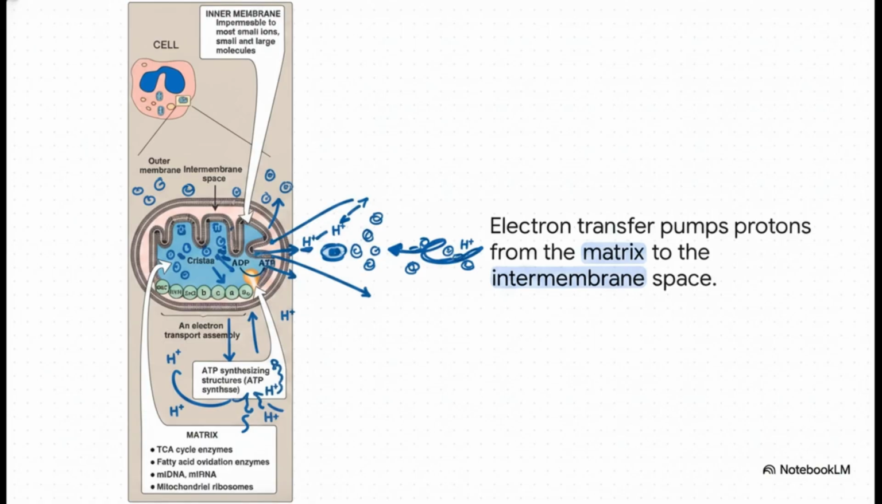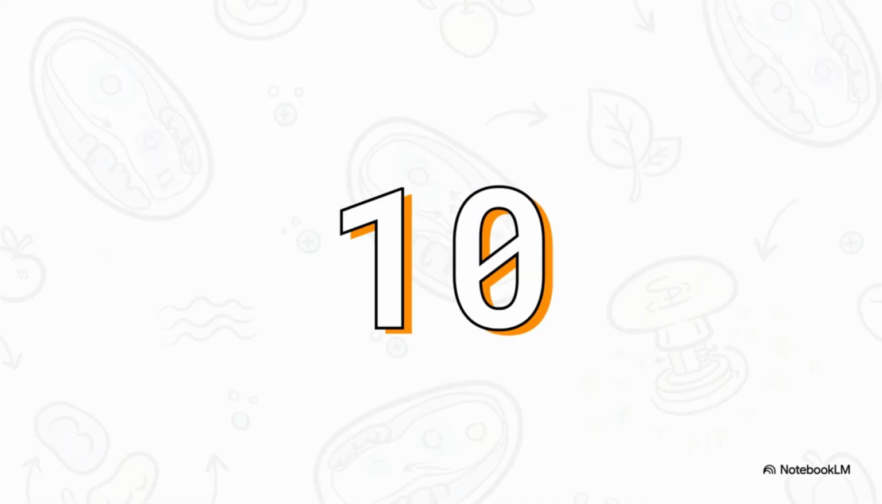Using the energy from that electron flow, complexes I, 3, and 4 act like little pumps. They're actively shuttling protons, those H+ ions, from the very center of the mitochondrion, called the matrix, into that tiny space between the two membranes. And this process is incredibly powerful. Get this. For every single NADH molecule that drops off its electrons, a grand total of 10 protons get pumped across that membrane, 4 from complex I, 4 from complex 3, and 2 more from complex 4.